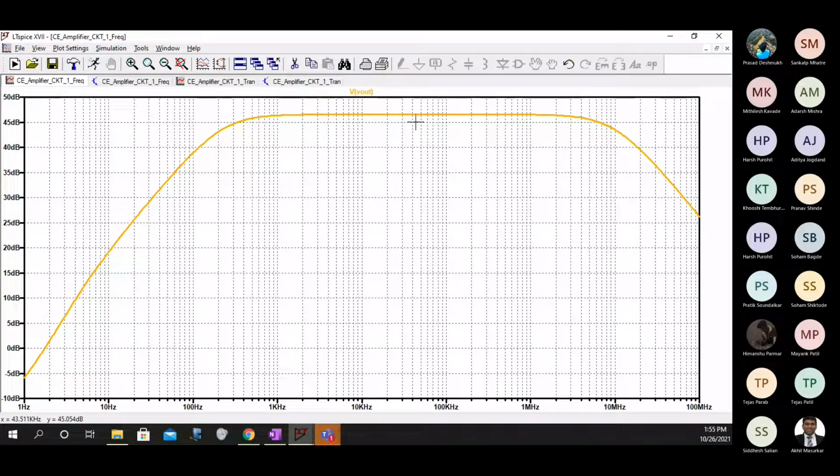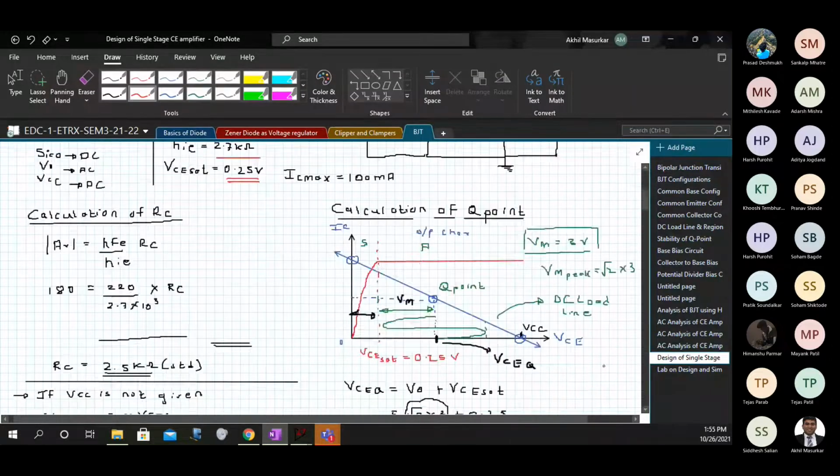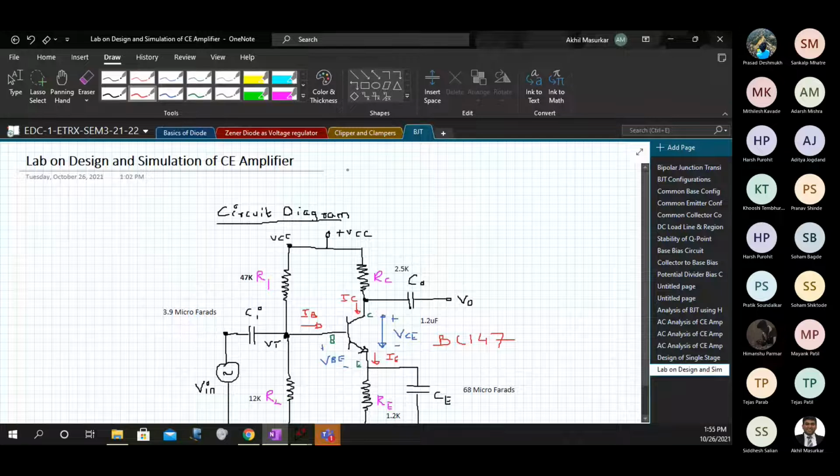We'll come back to this a little later, but now I want to know the range of frequencies. First thing is, how much is the gain? If you move the cursor in the constant range, you can see that the magnitude is 46.56 dB.